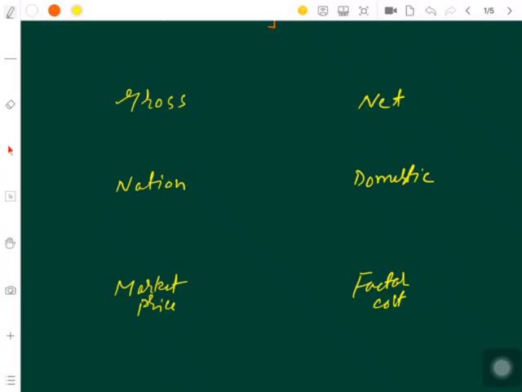Now look at this. On the right hand of your screen, I have written the smaller ones. And on the left side of your screen, I have written the bigger ones. But there is a difference between the two. You can reach from net to gross, or from national to domestic, or you can come back or go forward. For that, you need to know three more words. The first word is the difference between gross and net, that is depreciation.